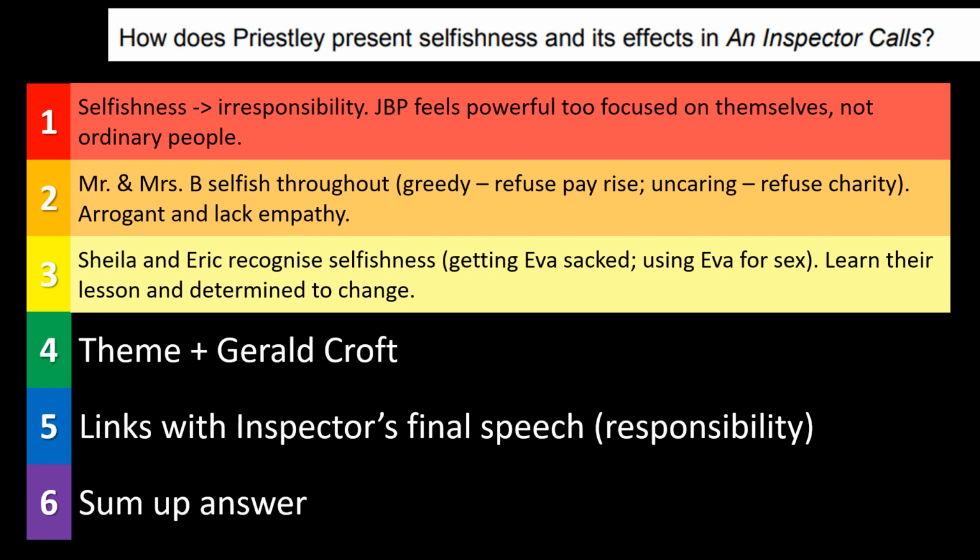On the other hand, Sheila and Eric recognise and accept that their selfish behaviour, forcing Eva's sacking from Milwards for no good reason, using Eva as an object for sex, contributed to Eva's suicide, and resolve to be selfless in the future.